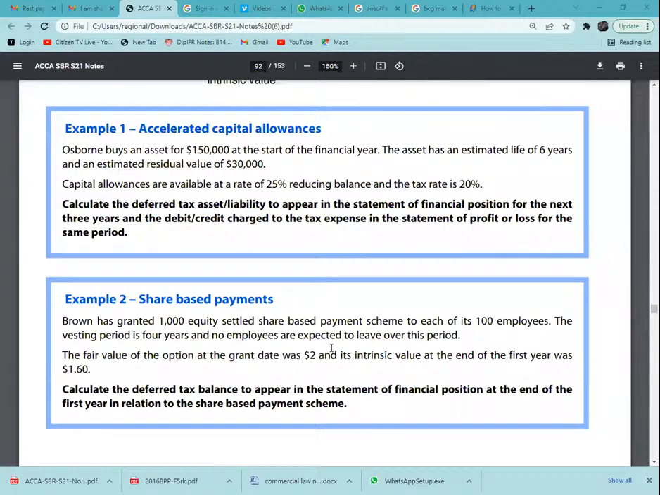Give me a moment first, give me the carrying value in this particular case. Carrying value of the share-based payment.